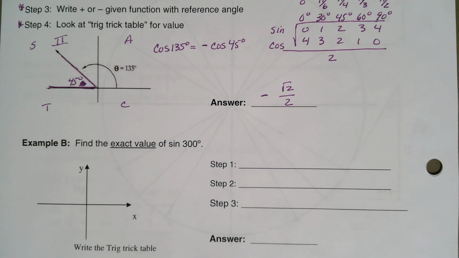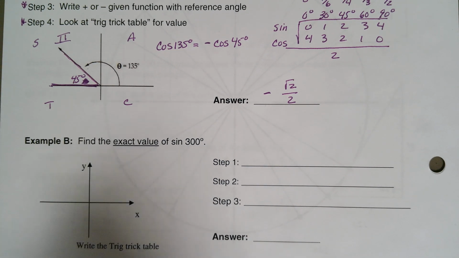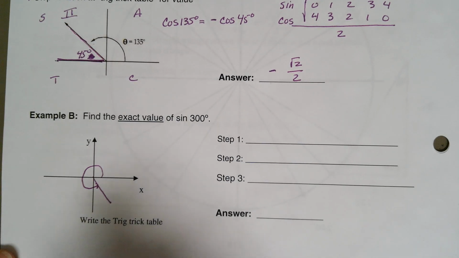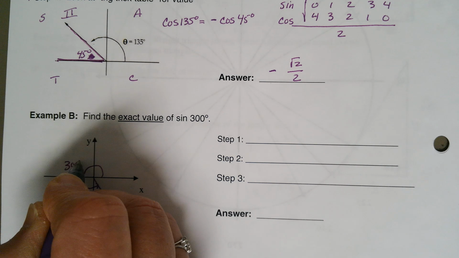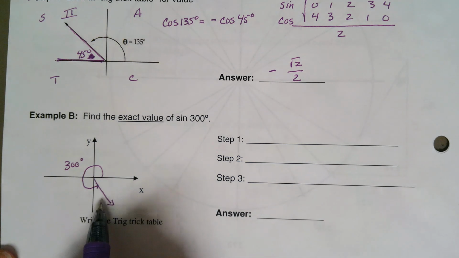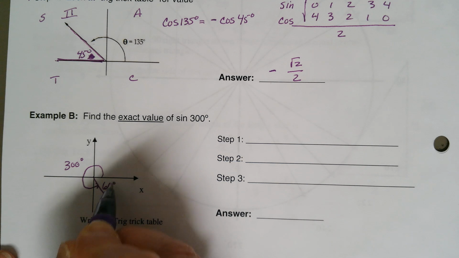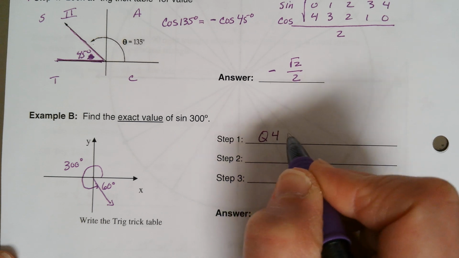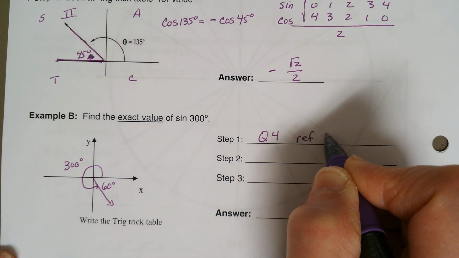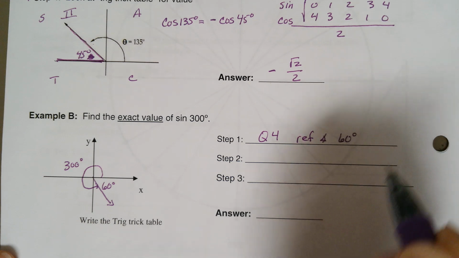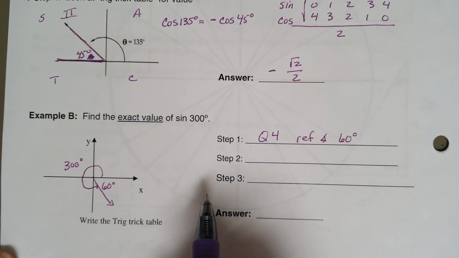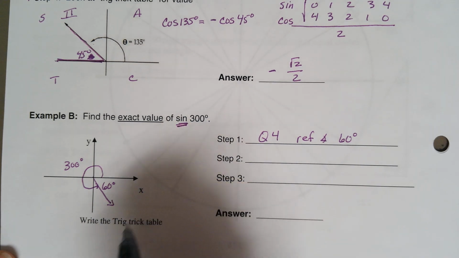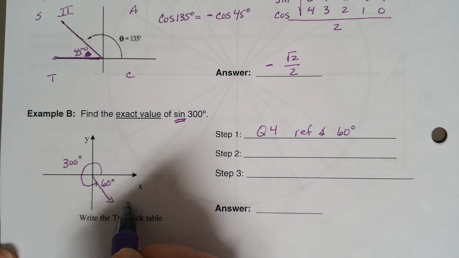B, find the exact value of sine 300. 300 degree angle, draw that. What is the reference angle? The reference angle is 60 degrees. So their quadrant is 4, and our reference angle is 60 degrees. The sine in quadrant 4.